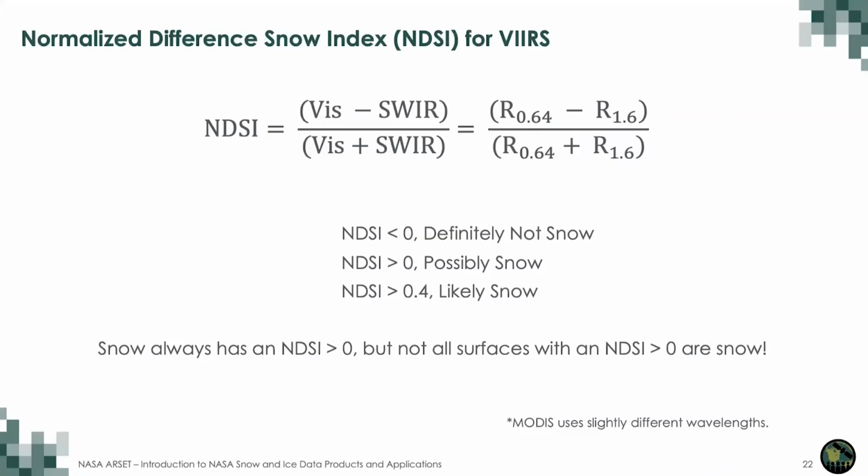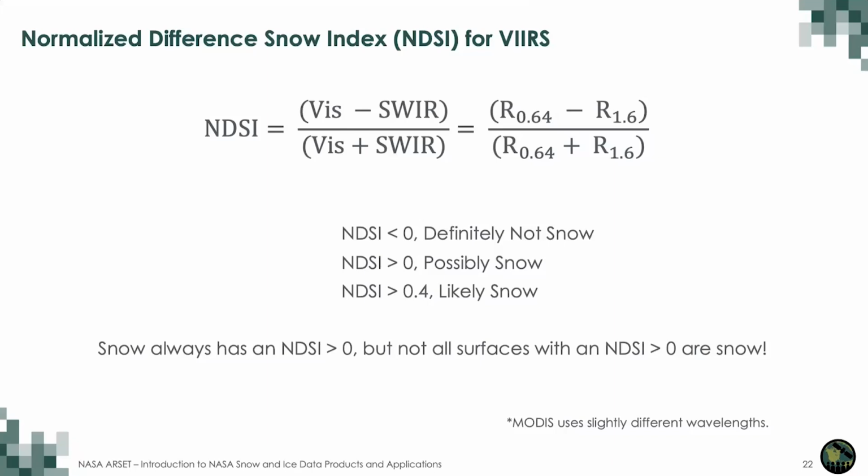Again, there's a similar equation for MODIS, just slightly different wavelengths that are used. It's just the difference between the visible and the shortwave infrared reflectance, normalized by the sum of those two. So you eliminate other factors and you get a unitless number. Essentially, visible for snow is high reflectance, shortwave is low. For vegetation and bare ground, the opposite tends to be true. The shortwave infrared is more reflective than the visible.